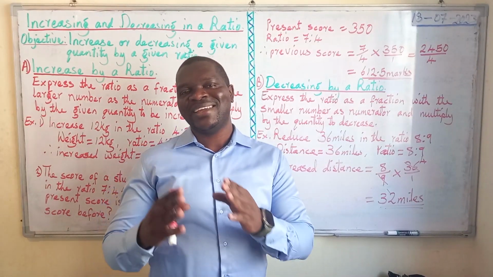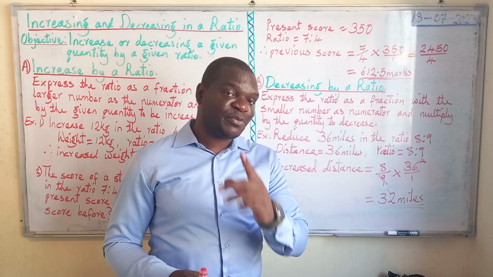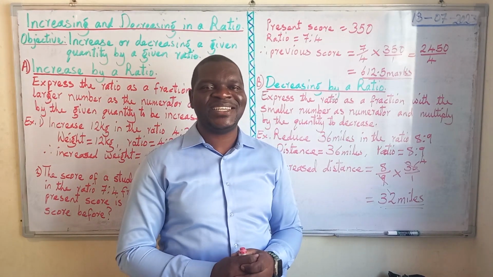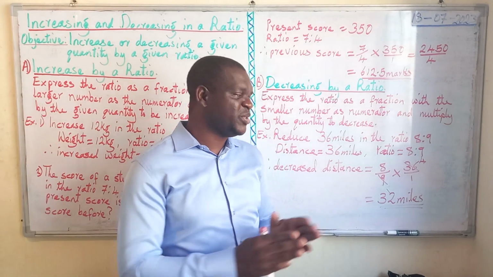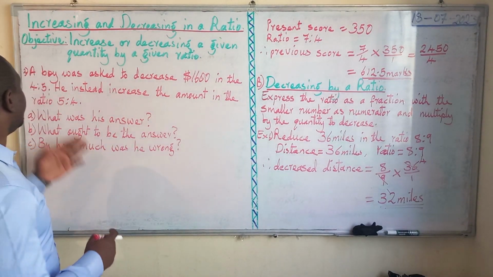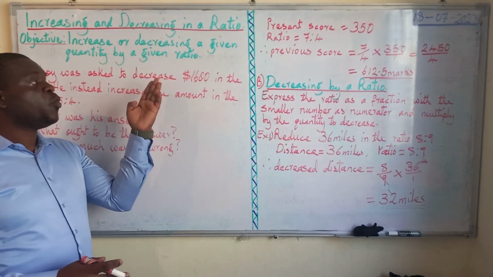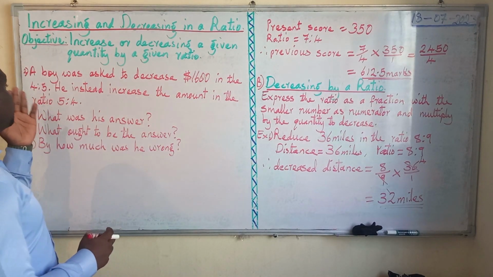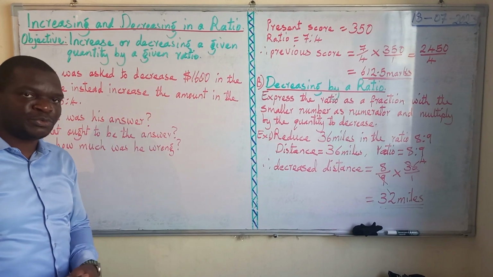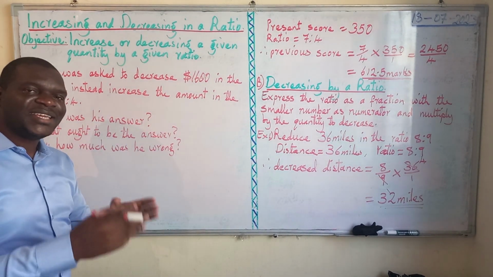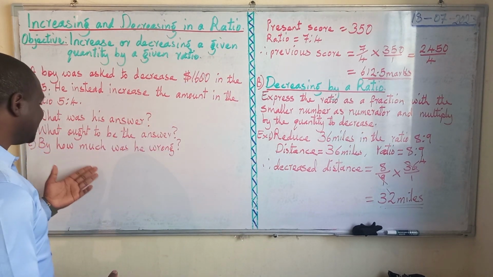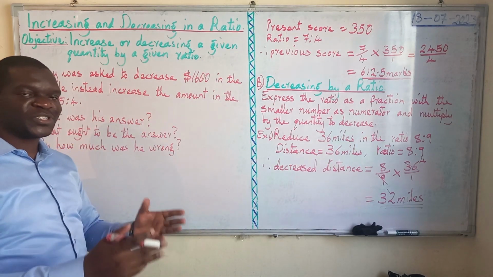Let's move on to the last example of the day. And of course, we have to be very keen because this also requires some interpretation. Read with caution and be keen to the various steps so that you don't miss out. Our second example says, a boy was asked to decrease $1,600 in the ratio 4:5. Instead, he increased the amount in the ratio 5:4. A is asking us what his answer was. B is asking what the answer ought to be. And C is by how much was he wrong.